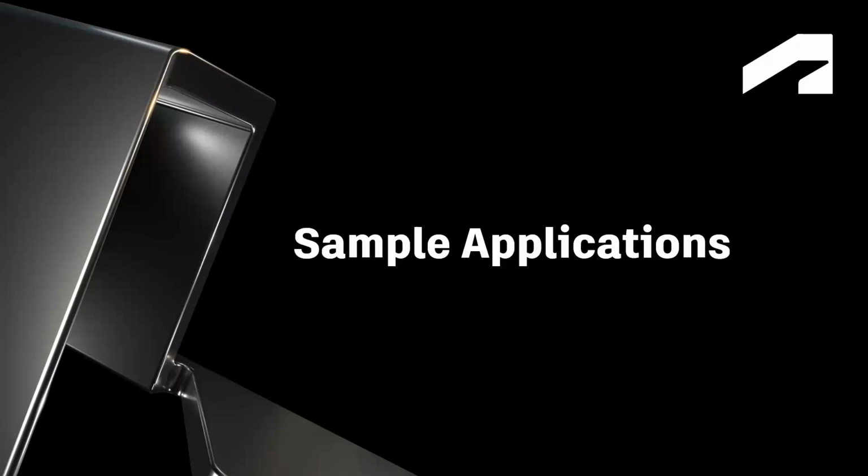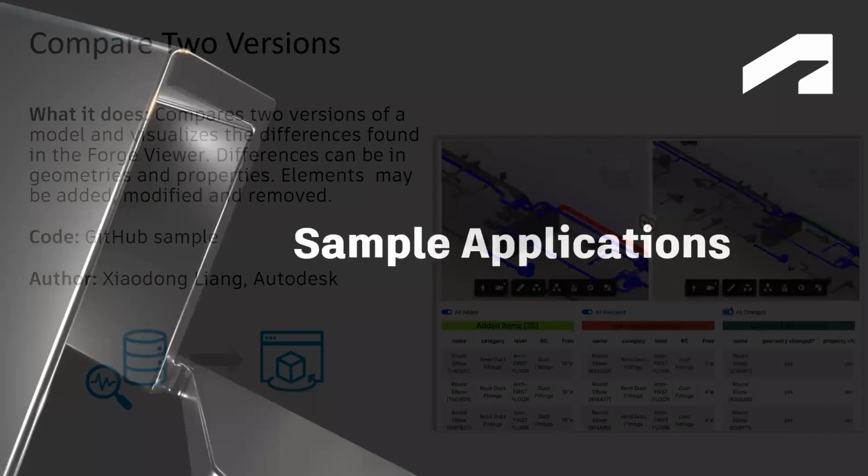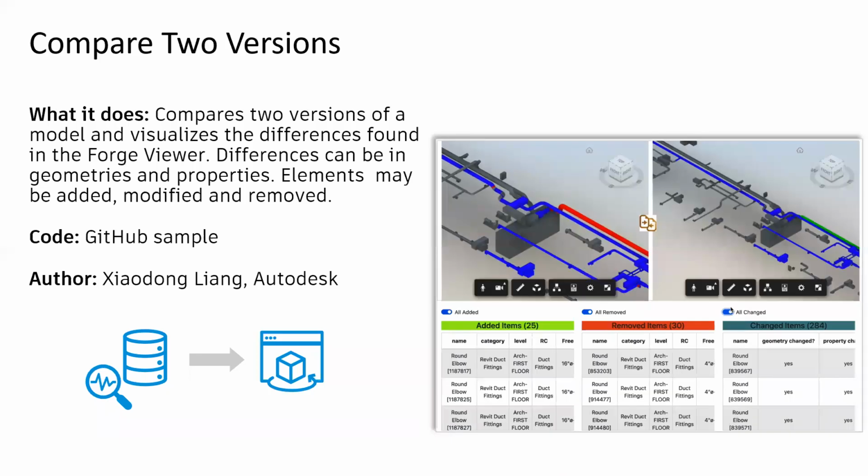Sample applications. The first one is to compare two versions of the model and then visualize the differences in a Forge viewer. Differences can be geometric and properties.